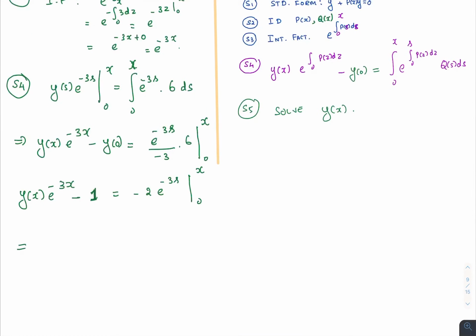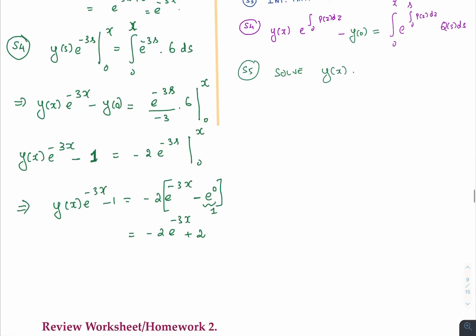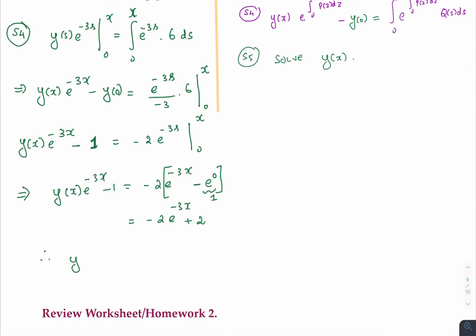If I simplify this, I'm going to have y of x e to the negative 3x minus 1 equals, when I plug in the upper limit, negative 2 e to the negative 3x. When I plug in the lower limit, this is going to be negative e to the 0, which is 1. So this is negative 2 e to the negative 3x, and this whole thing is going to be plus 2. Therefore, my y of x e to the negative 3x is going to be negative 2 e to the negative 3x, and 2 plus 1 is going to be 3.